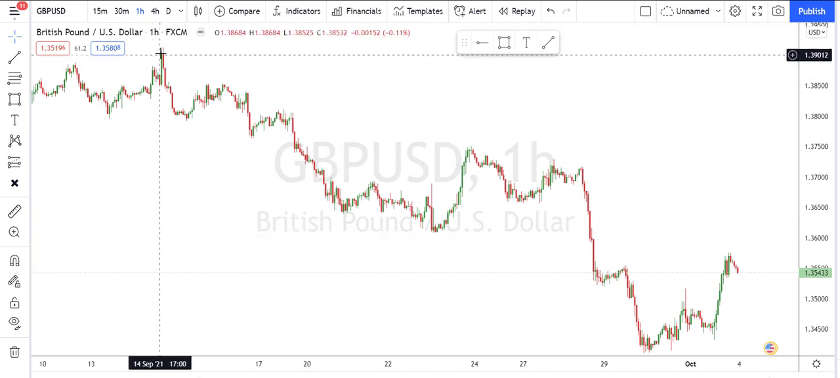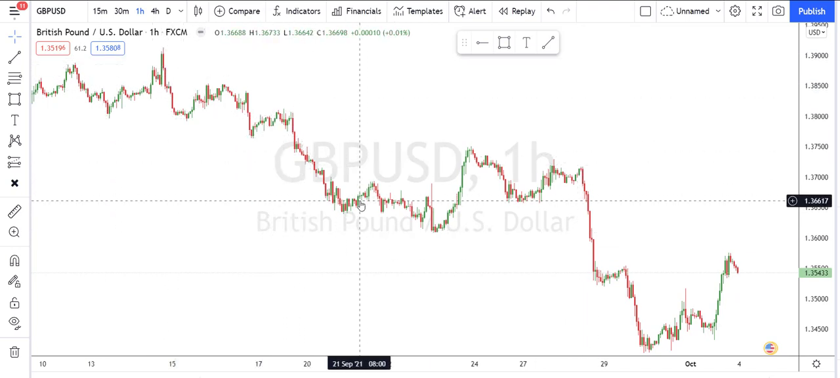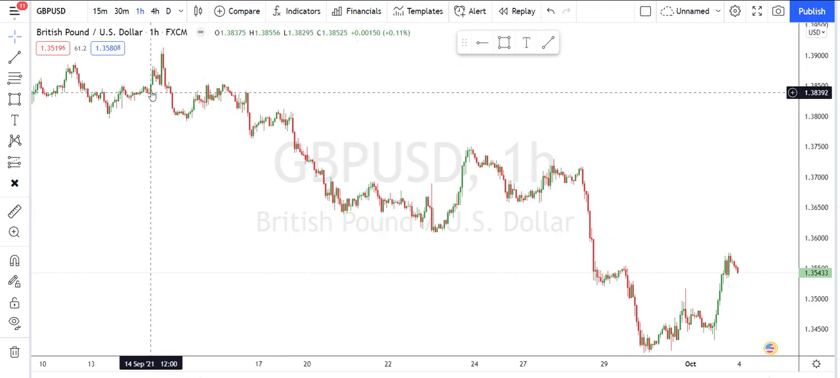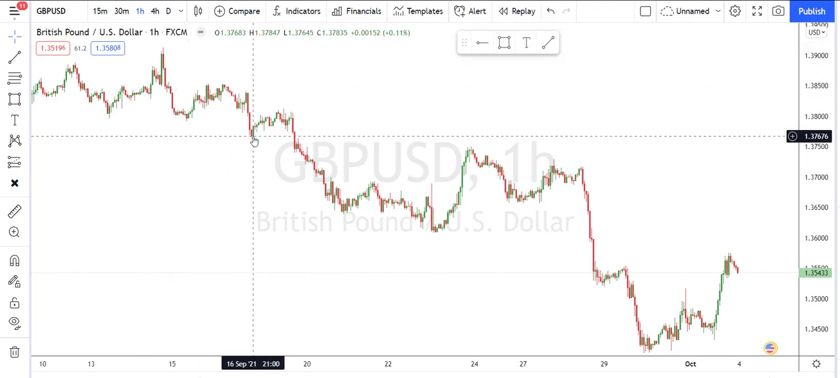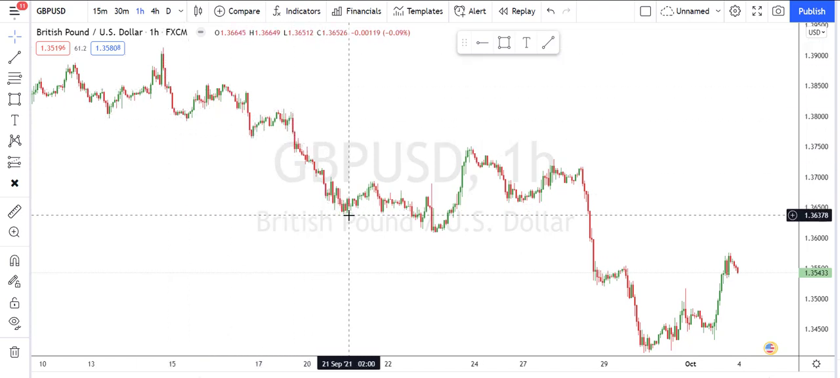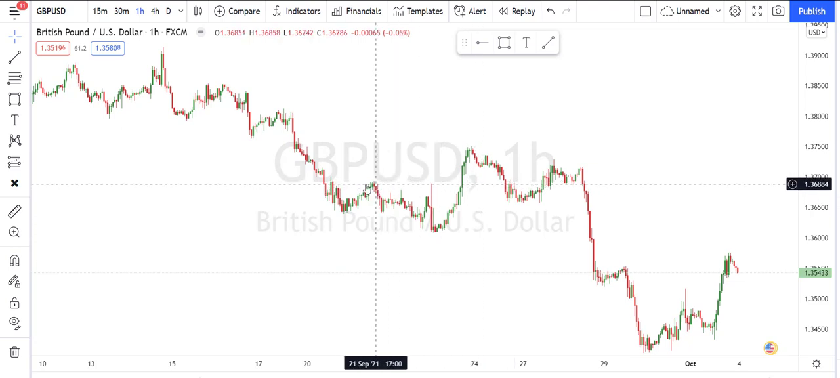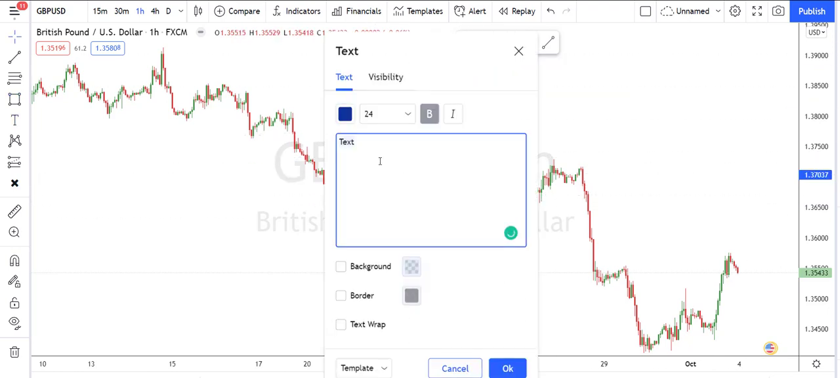So if we look at this part right here, we can see that price created a lower low, lower high structure. Lower low, lower high, lower low, lower high, and price broke the structure right here. So this is our area of BOS, or break of structure, as we say.